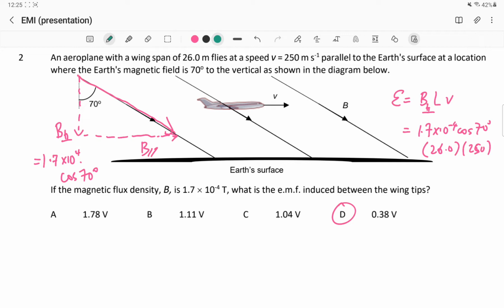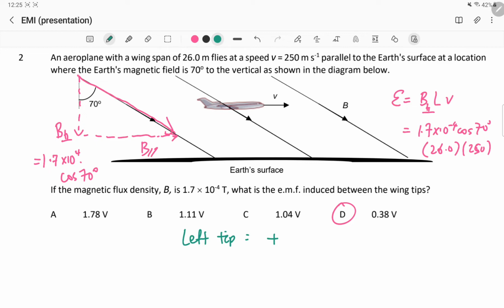If you have tried, for the B field, using your Fleming right hand rule, your index finger points down, the thumb points to the right, and then you'll notice that the middle finger points into the page of the paper, which makes the left wing tip, the left tip, positive.